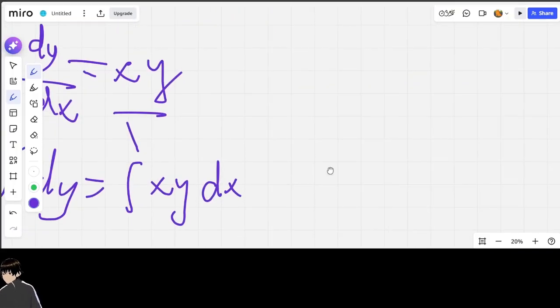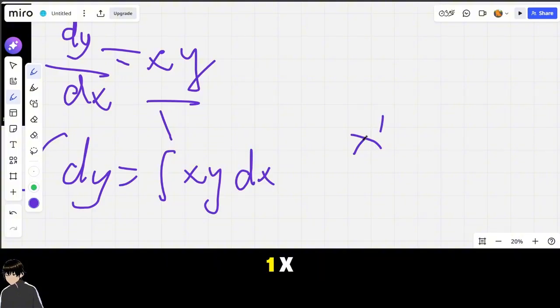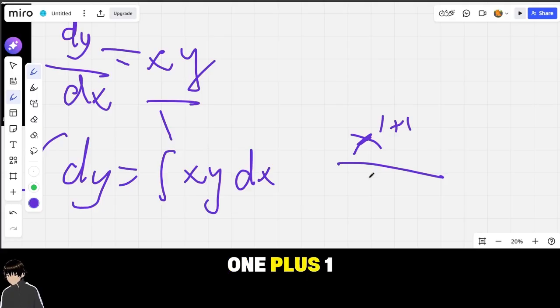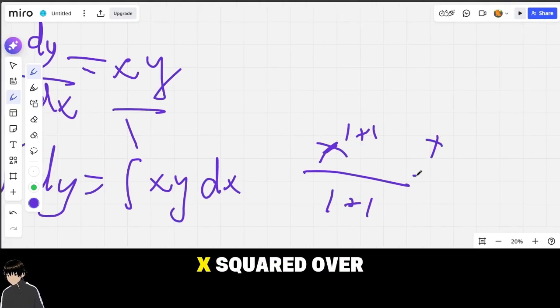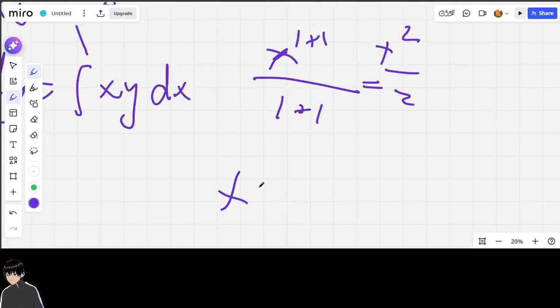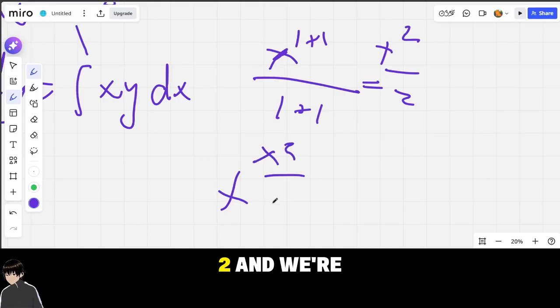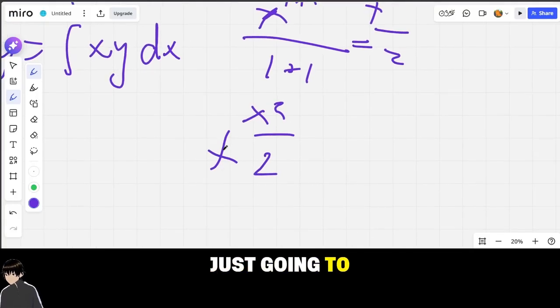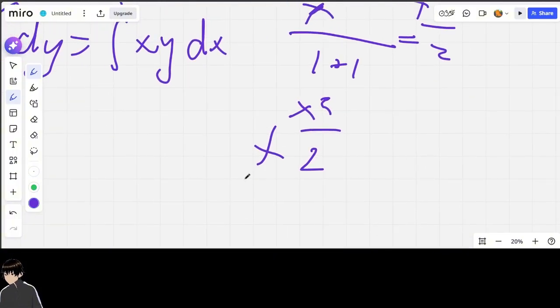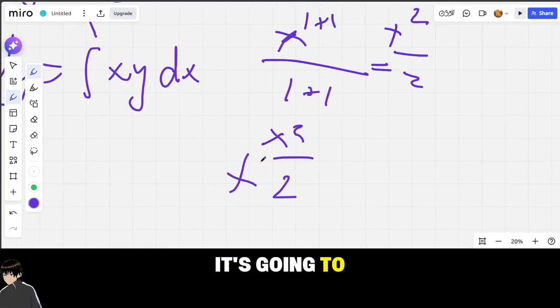So using this, we have x plus 1, x plus 1 plus 1, 1 plus 1, that's going to be x squared over 2, then 2, x, x2, 2, and we're just going to divide, I believe.